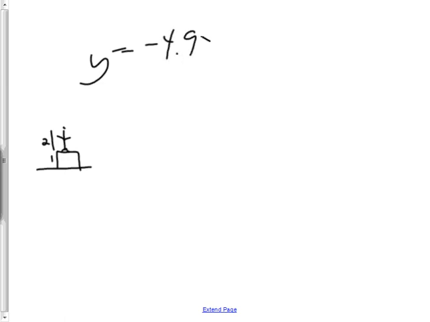Negative 4.9 x squared. I said I was going to throw it at 2 meters per second, right? So 2x plus 3. Raise your hand if you had that right. Okay, good. Now I'd like you to tell me, where would the hat be height-wise, like off the ground, at time half of a second? That time is 0.5 seconds. I'll pause while you crank that one out.